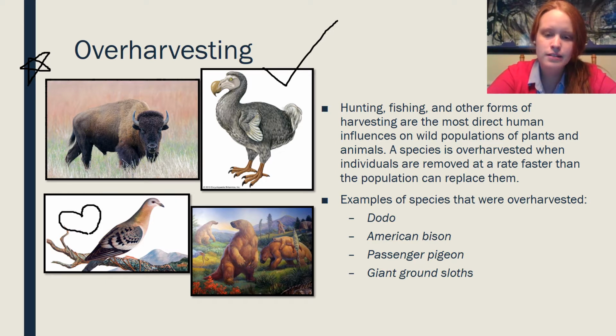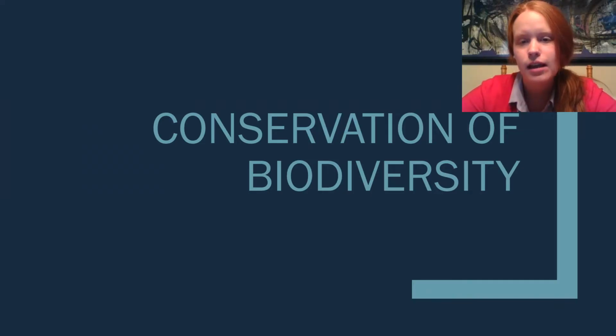And then the last one is the giant ground sloths, and these were taken out by us, by humans. I'm not quite sure when, but they were not scared of humans either, and once we ran into them, we started killing them and eating them. And those poor sloths, those things are huge, and I bet they were just really nice and cuddly. That's what they look like, you know? Anyways. Okay, so this is our last little section, which is conservation of biodiversity.